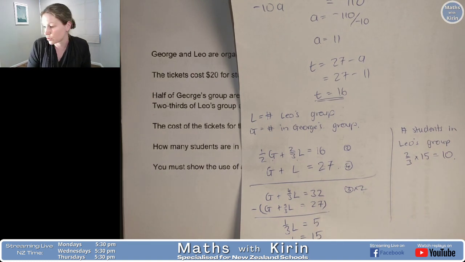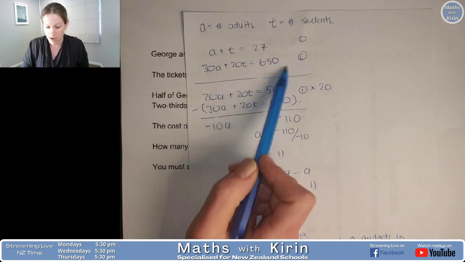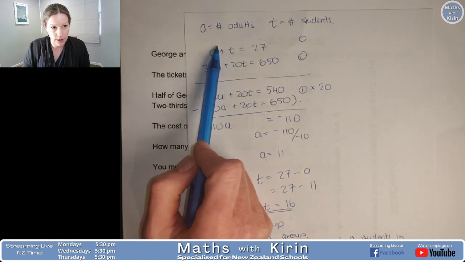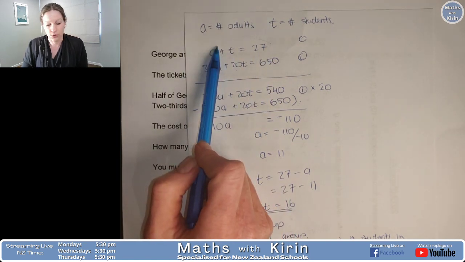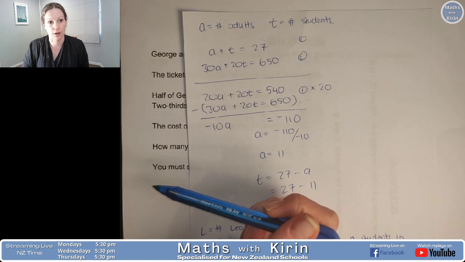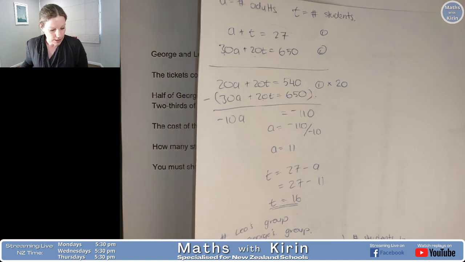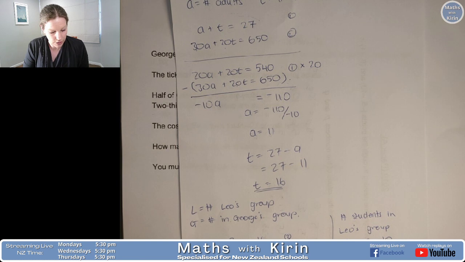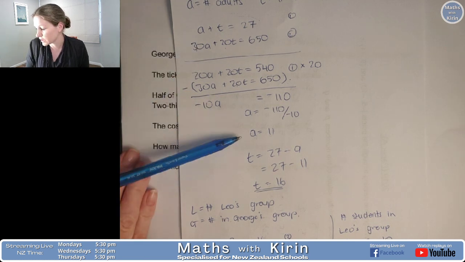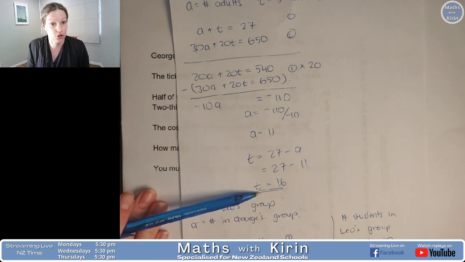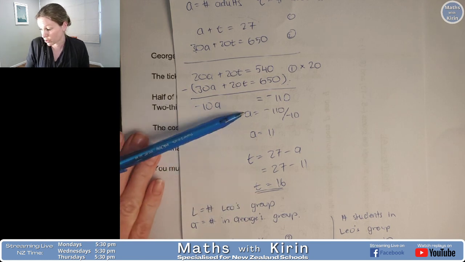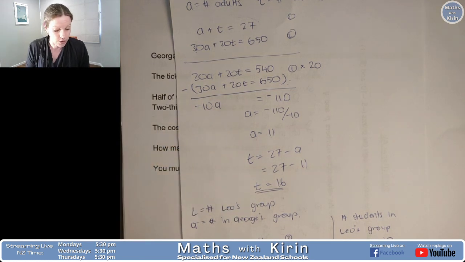For achieved, you write your two equations correctly. The top or one of the equations is correct, and you eliminate one variable. Okay. For merit, you correctly solve these first two equations to get 11 adults and 16 students. So you need to get both of those in order to merit. Or you use algebra to find the number of people in either group. So the 15 or however many are in George's group.